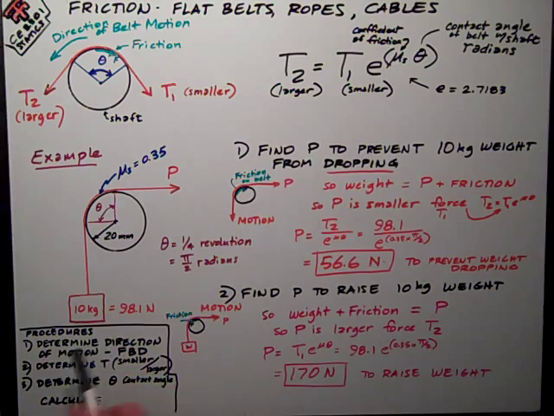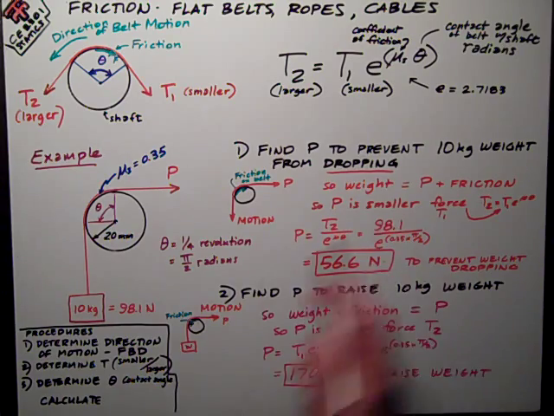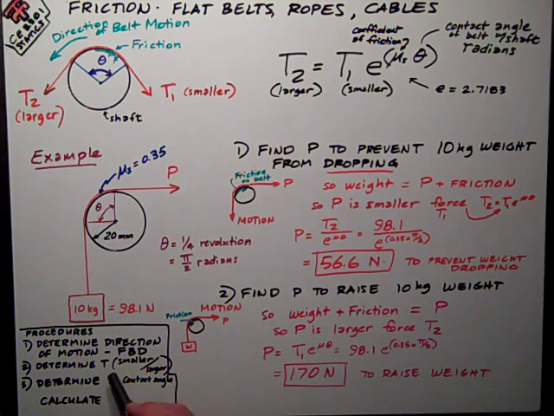So basically, the procedure for these flat belt, rope, and cable problems is to determine the direction of the motion. Draw a little free body diagram. Put the friction on there in the opposite direction from the motion. And then reason it out, or write a little equation. Determine which T force is smaller and which is the larger. Then I've got to also figure my theta contact angle in radians, and then it's a simple calculation from there.